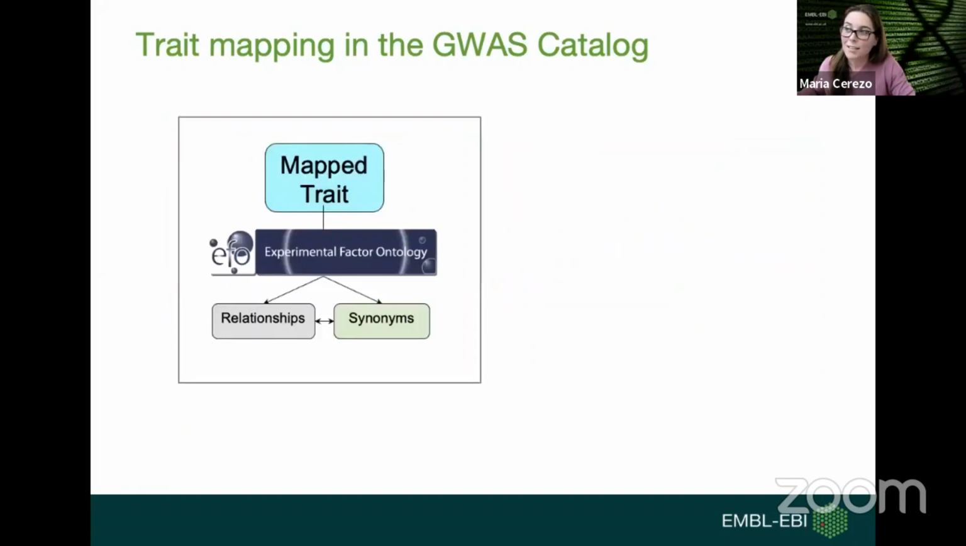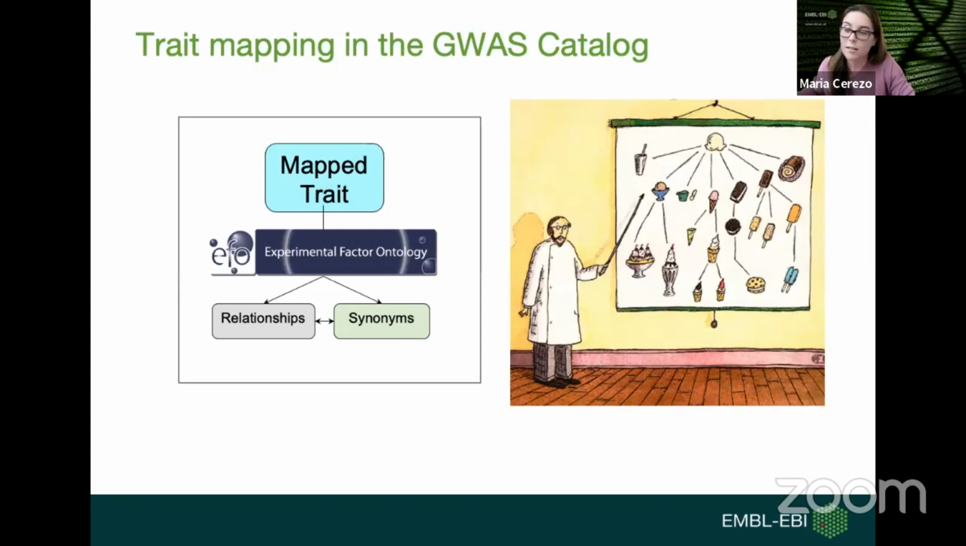In case you are asking what an ontology is, it's a set of terms and the relations between them, like a family tree of traits, which includes all the synonyms for that trait and the relations with other traits. So, for example, if we think of ice creams, for sure each one of us will think of a different one, with different shapes, different flavors, different things. So the ontology helps us to organize all our ideas of ice cream in a structured way.